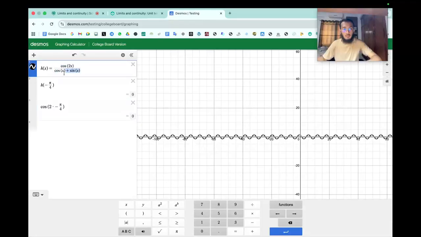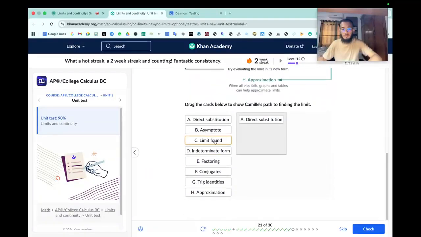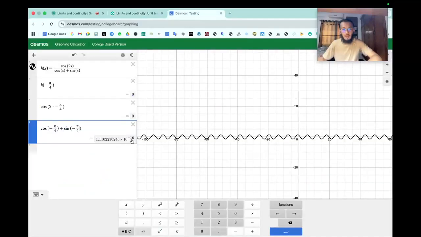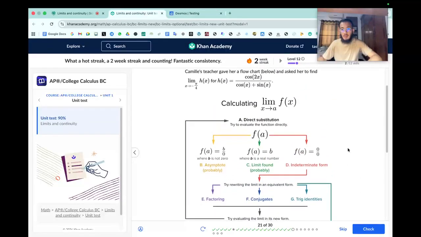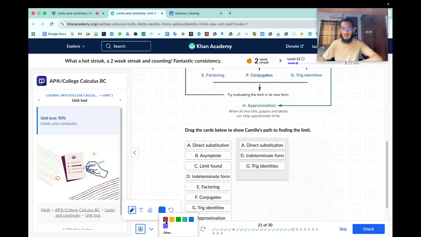What about this? If you plug in negative pi by 4. Okay, so basically this is also 0. It's an extremely small value. So 0 upon 0 is basically an indeterminate form. This is almost 0, because it's a very small value. What do we do now? It's a trigonometric function. We use trigonometric identities. What trigonometric identity can we use?